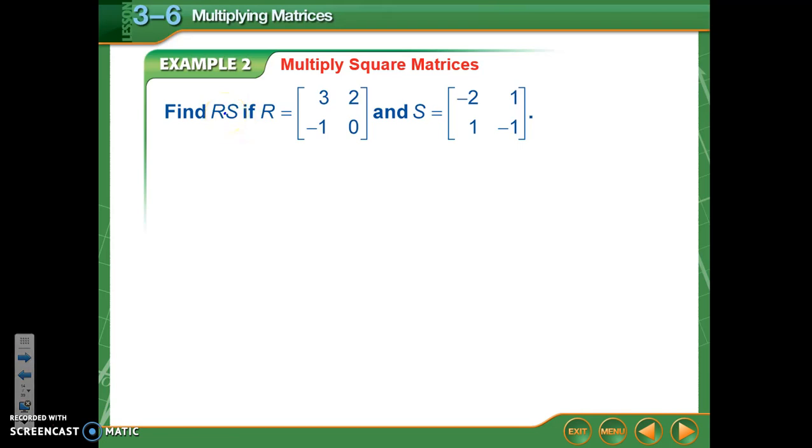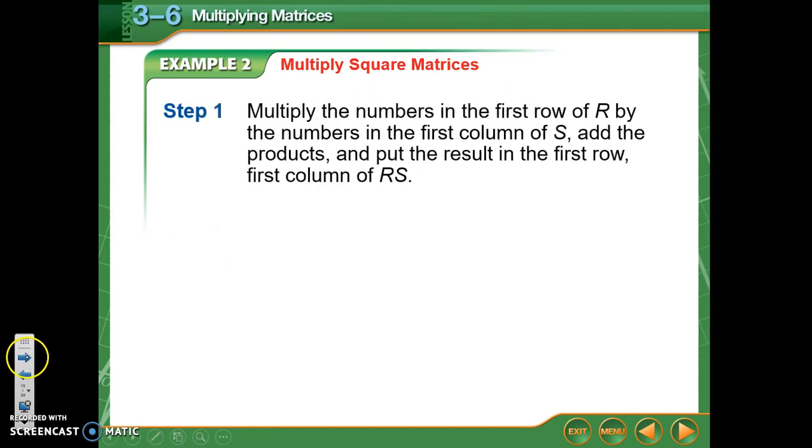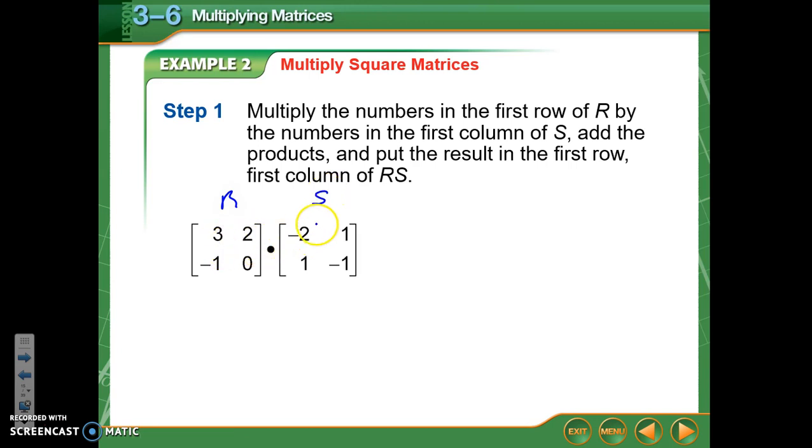So we're going to get a new matrix, R times S, if R is this matrix and S is this matrix. So we're going to write them out, and then we're going to start our process. So I'm going to multiply the numbers in my first row of R. Remember, this is matrix R, this is matrix S. First row of R times first column of S, add the products, and put it in my new matrix.